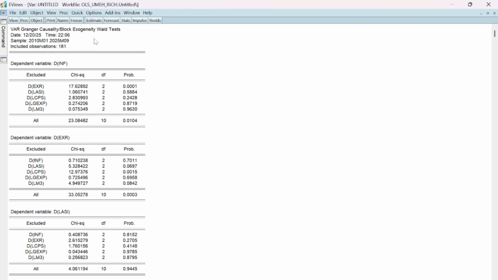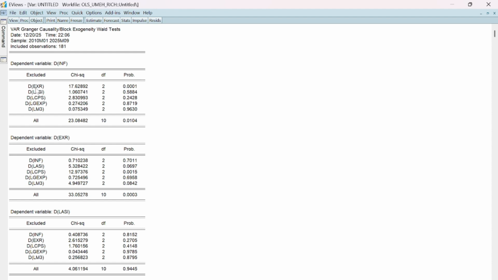So these are results for our Granger causality test. What this tells us is, the null hypothesis is exchange rate does not Granger cause inflation. This one is all share index does not Granger cause inflation. This one is credit to private sector does not Granger cause inflation. This is government expenditure does not Granger cause inflation. This is money supply does not Granger cause inflation.